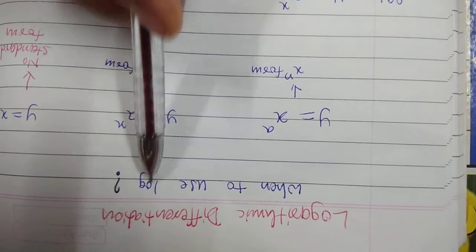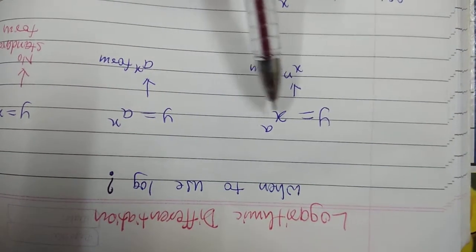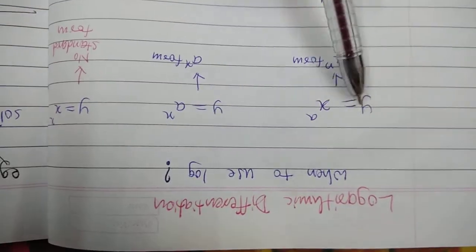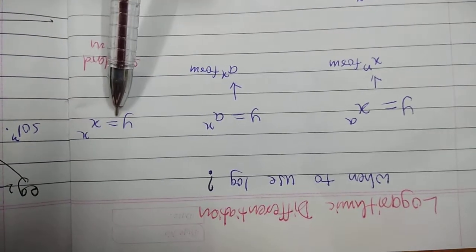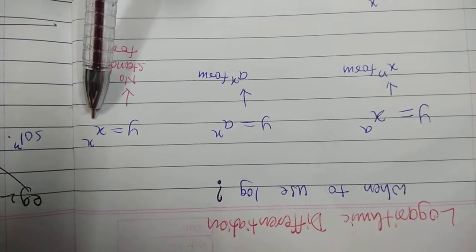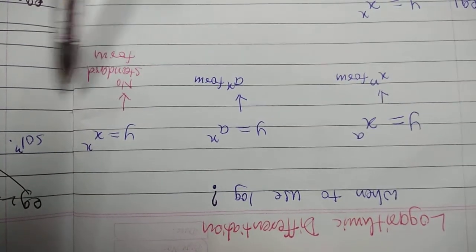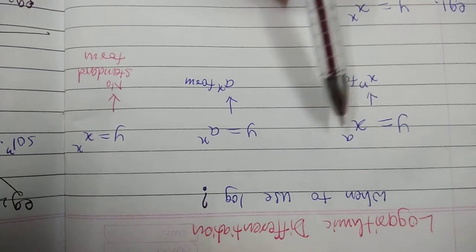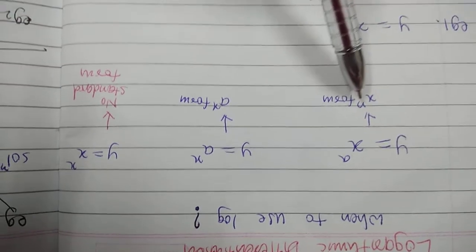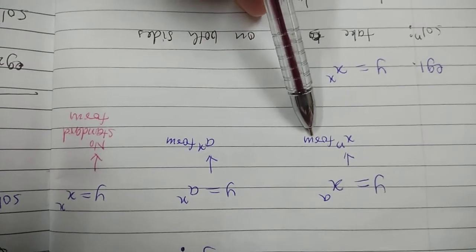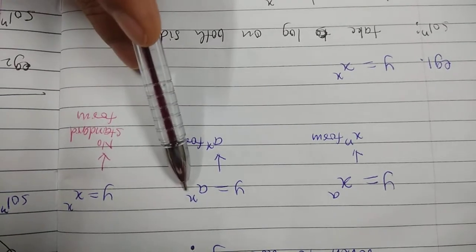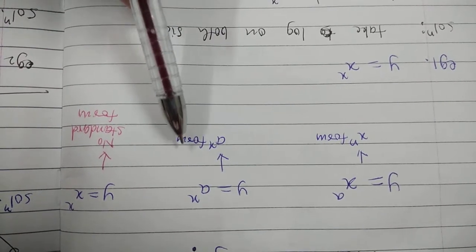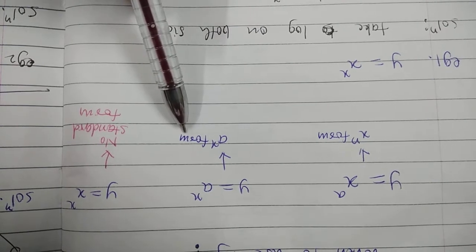So before that I have written three terms here: y equal to x raised to a, y equal to a raised to x, and y equal to x raised to x. So if you want to find the derivative of all these three terms, x raised to a can be differentiated using the x raised to n formula. A raised to x is our formula only, so you can find the derivative of a raised to x using the a raised to x formula.